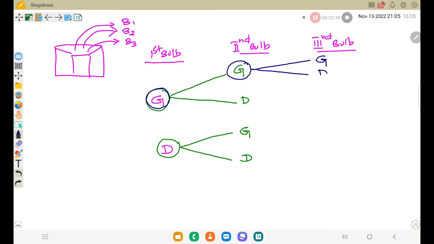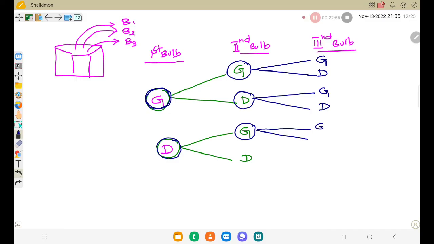Defective bulb we are representing by D, correct. Now first bulb is good, second bulb defective. Now third bulb, what are the possibilities? Either that bulb should be good or defective. In the same way, first bulb defective, second bulb good, third bulb, what are the possibilities? Either it is good or defective. Here also we are getting two more possibilities, either good or defective, correct. So this is the tree diagram representing the 3 bulbs, first bulb, second bulb and third bulb, correct.